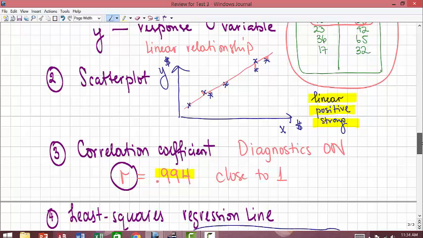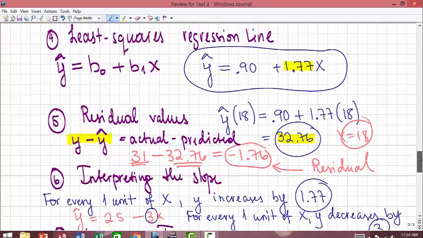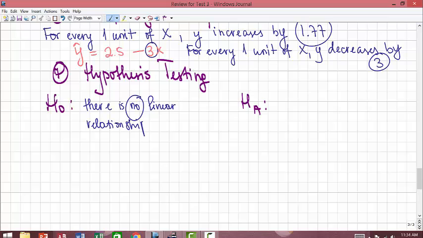Okay, now we have what tools? We have the scatter plot and correlation coefficient to determine if a particular set of data can be modeled with a line. But the most reliable way to figure out if a linear model is appropriate is actually hypothesis testing. Okay, what is your hypothesis testing going to look like? The null hypothesis will always say there is no linear relationship, basically saying that the linear model is not appropriate in this case.